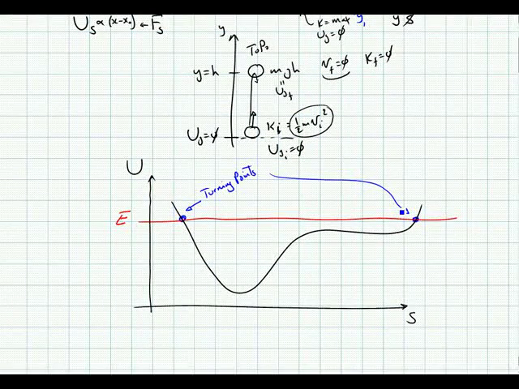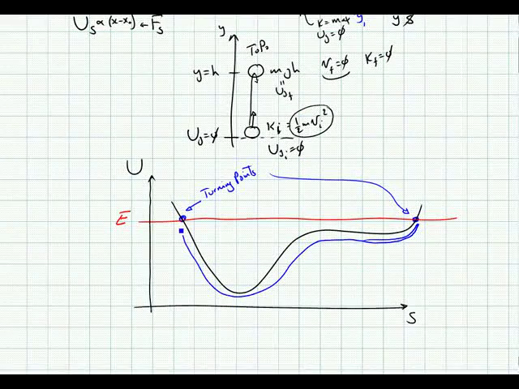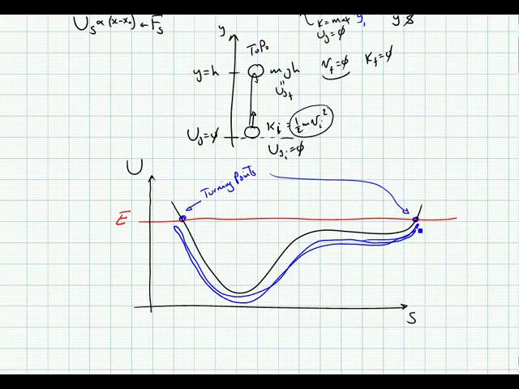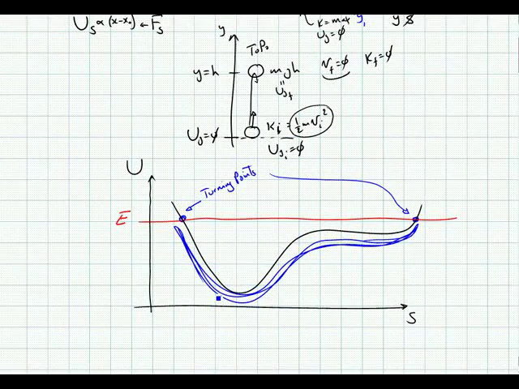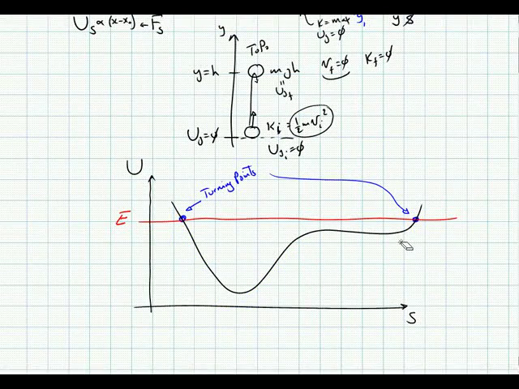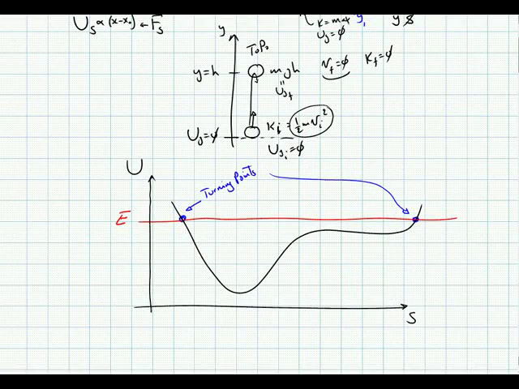Right. That means that the object, as it moves about the S axis, comes to this turning point, turns around, comes back, turns around, goes back, turns around, etc. So it goes back and forth in between these two turning points. The definition of turning point is where the object reverses its direction.